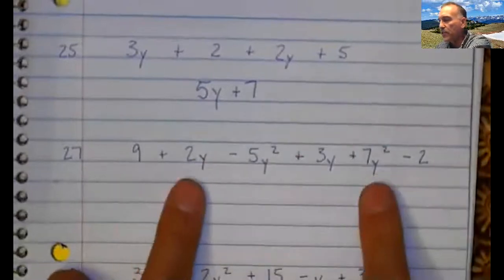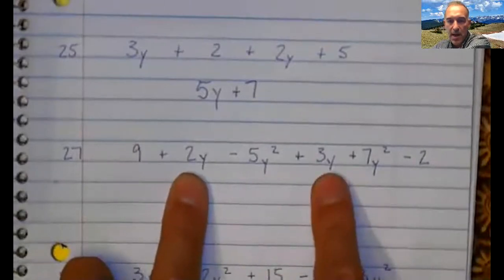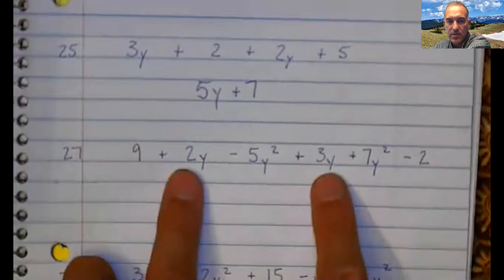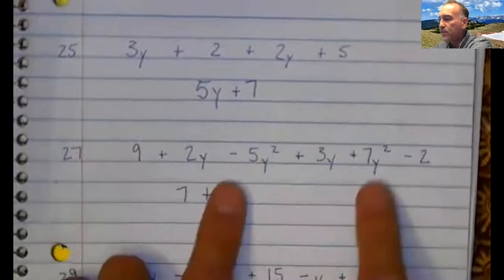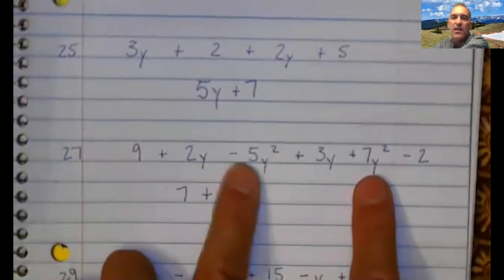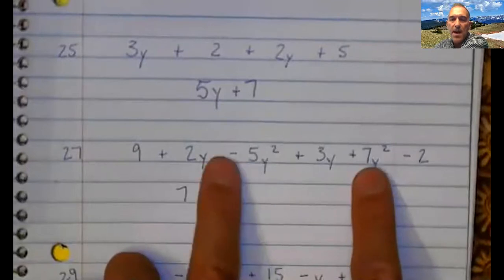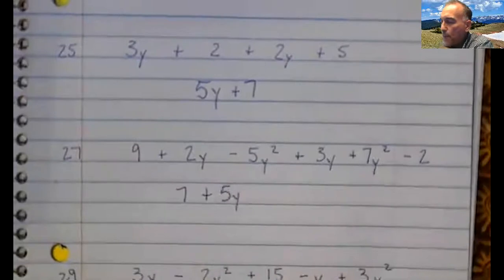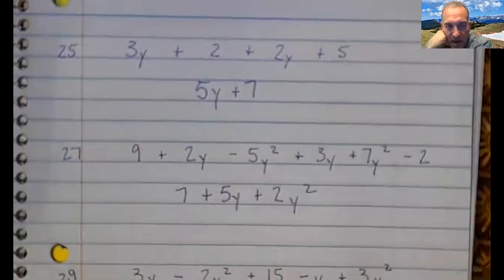Okay, what else do I see? Let's combine the y's. I see 2y and 3y. How many y does that give me? Notice they're both plus y's. So this is plus 5y. Now I'm still left with these ones here, the y squared. Notice this is a minus, this one's a plus. So 7 minus 5, I would have plus 2y squared, correct? Okay, there's another one.